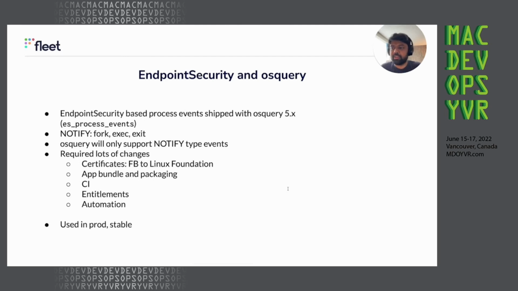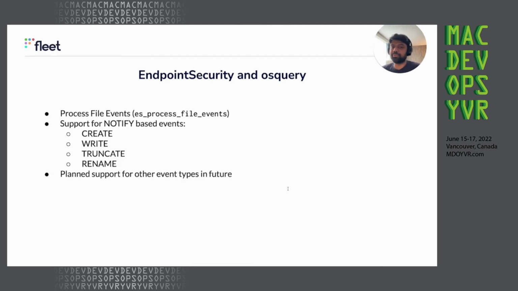Now we are expanding this with the ES process file events table. This will add support for notifying events on, like, create a file, write to a file, truncate a file, rename a file. There is planned support for other event types in the future. This ES process file events is slated to ship with Osquery 5.4, which should be pretty soon, hopefully.